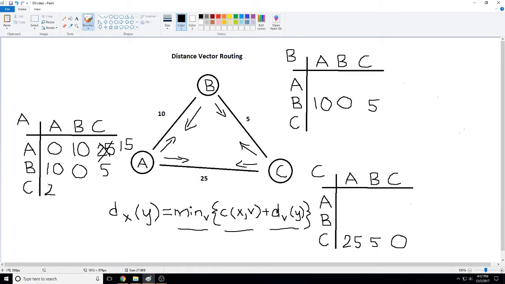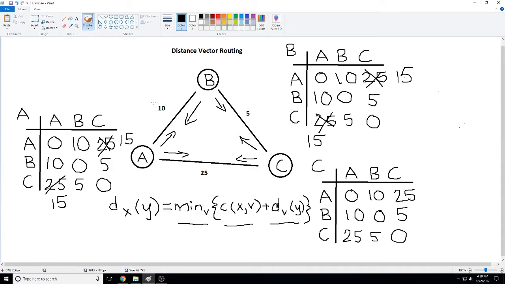Now, A will receive C's distance vector as well. But after using the Bellman-Ford equation, it too will update its value to 15. Just as A's routing table was updated, B and C's routing table will also be updated with every other adjacent node's distance vector.